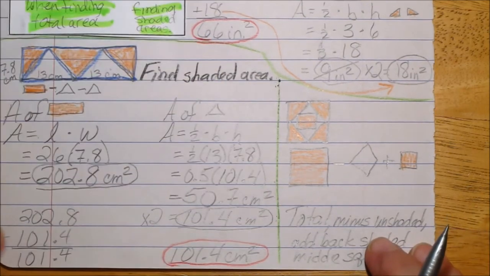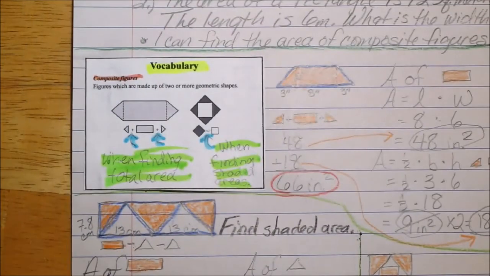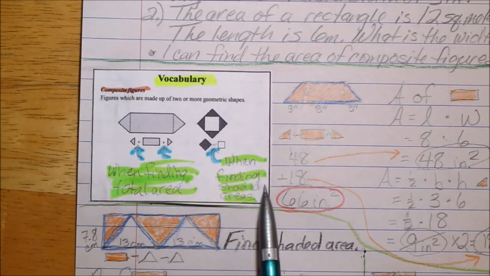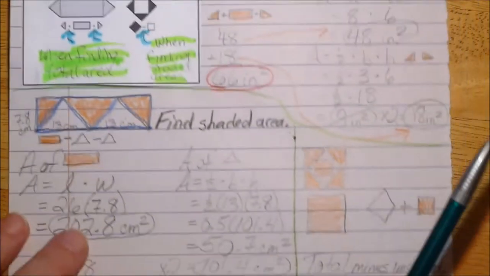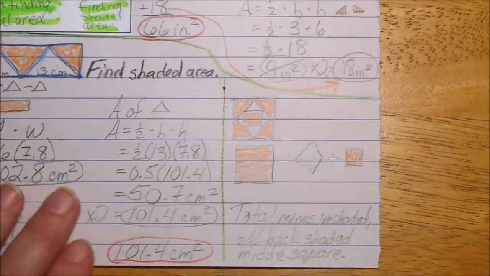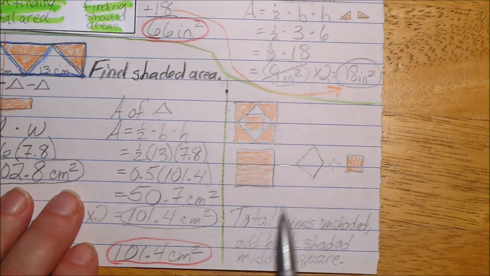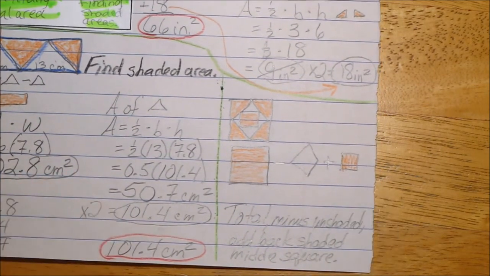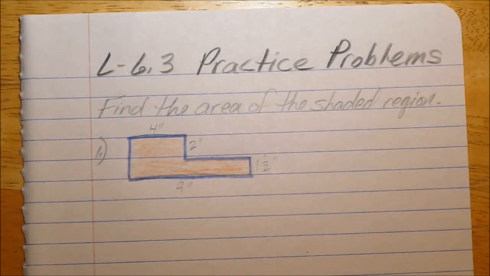Okay, so we looked at these notes here, and they talked to you about how often you just break it apart and add it up. Sometimes you find out the total and subtract something else so that you can find out what's shaded. Well, sometimes when there's multiple composites within them, like this, you find the total, you subtract something in the middle and add back in another piece. So it's a matter of being able to see the pieces that you can pull apart so that you can find the area. Okay, so let's take a look at lesson 6.3 practice problems.